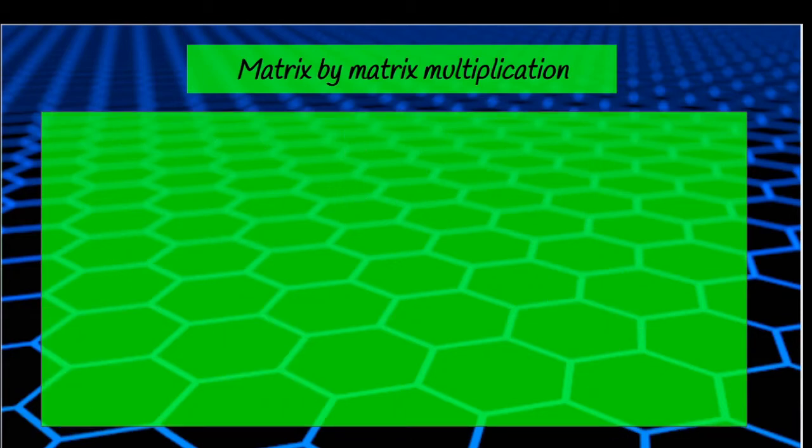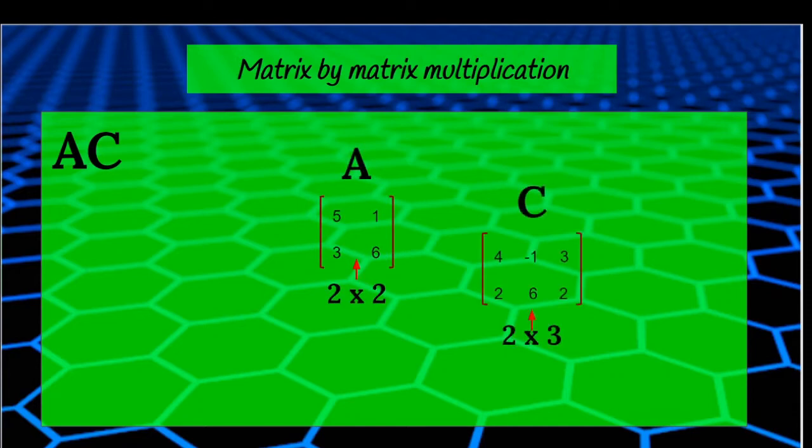We do the same for AC. A is the multiplier and it's a 2 by 2 matrix. And C, which is a 2 by 3 matrix, is the multiplicand. Finding AC implies multiplying a 2 by 2 matrix by a 2 by 3 matrix. So first, we check that these two values are equal. Then we cancel them out if they are. Then these values here give us the dimension of our resulting matrix, which is basically the row of the multiplier and the column of the multiplicand.